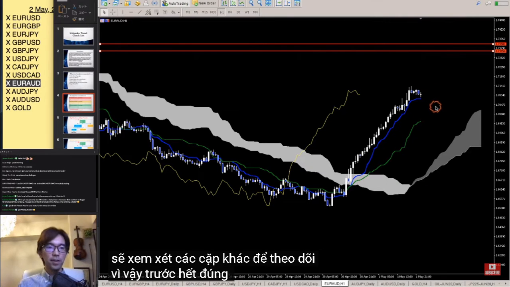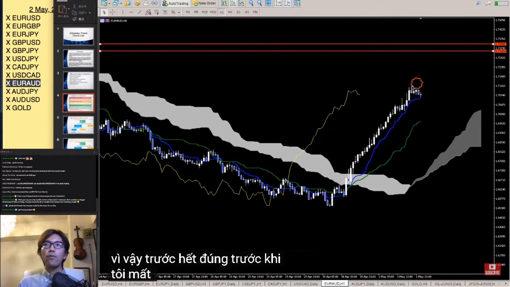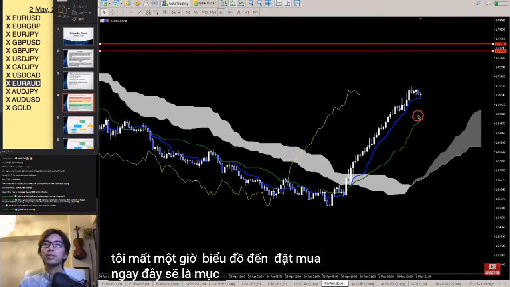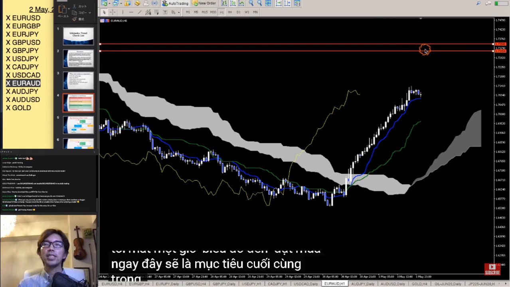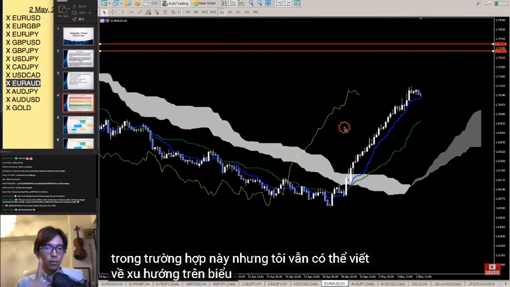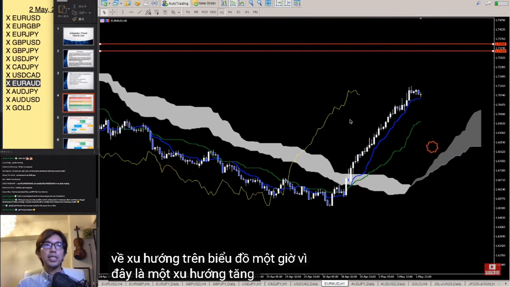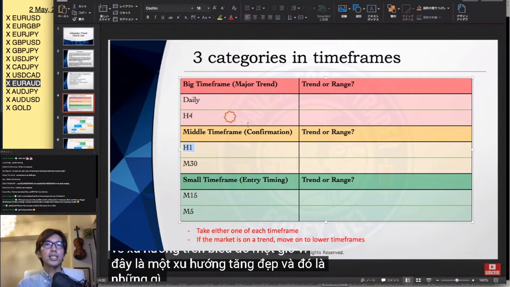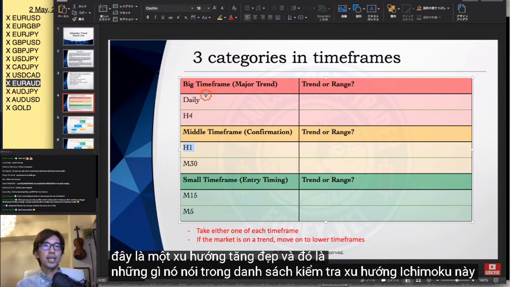So first of all, when I take the 1 hour chart to place a buy, this will be the ultimate target in this case. But I can still ride the trend on the 1 hour chart because this is a beautiful uptrend. And that's what it says on this Ichimoku trend checklist.